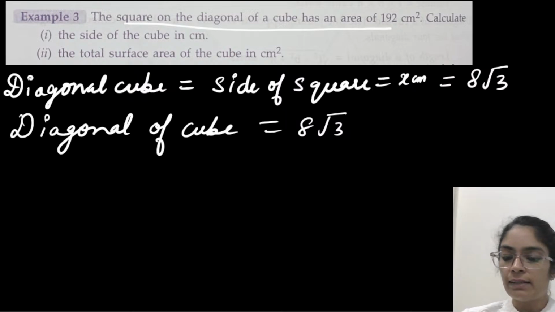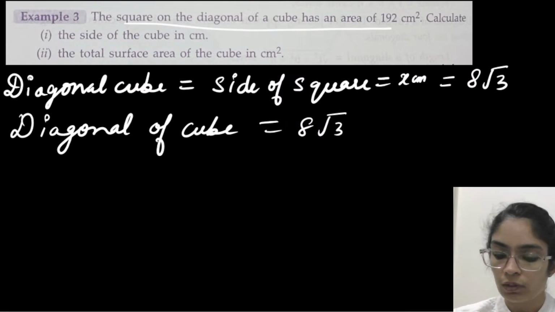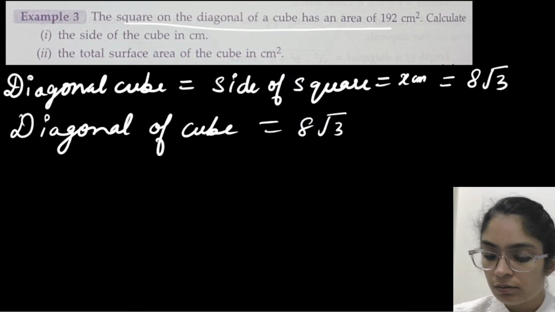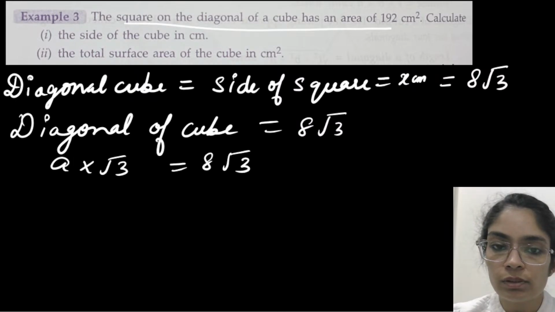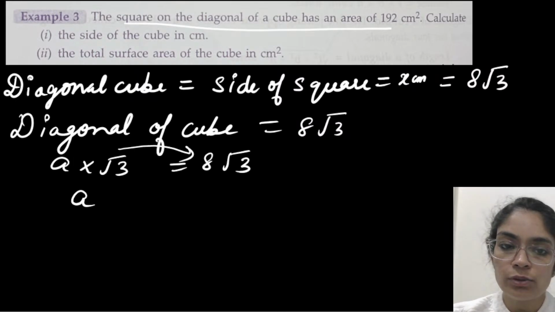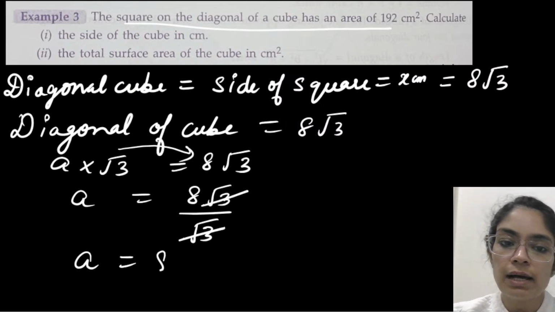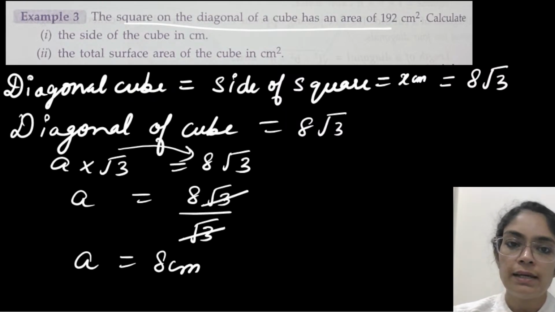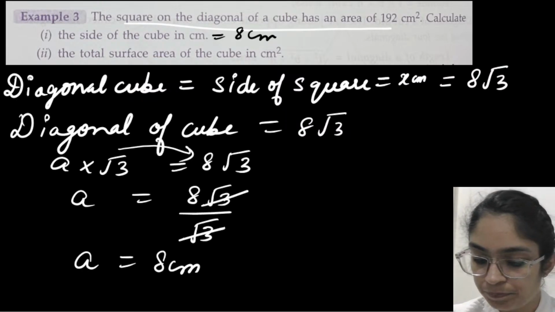What is the formula of diagonal of cube? I gave you the formula. What's the formula of diagonal of cube? It is a into root 3. A into root 3 is equal to 8 root 3. So let's shift root 3 to the other side. So a is equal to 8 root 3 by root 3, because root 3 will get divided. Root 3 and root 3 will get cancelled. A's value I'll get 8 centimeter. A is the edge length. So this we found as 8 centimeter.